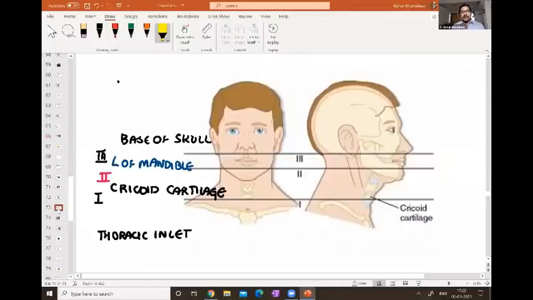These are the three trauma neck zones. Zone 1 is from the thoracic inlet to the cricoid cartilage. Zone 2 is from cricoid to angle of mandible. And zone 3 is from angle of mandible to base of skull.